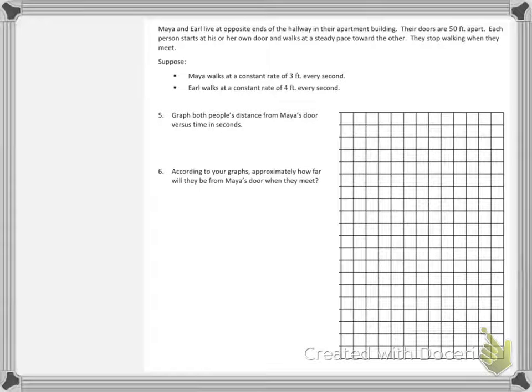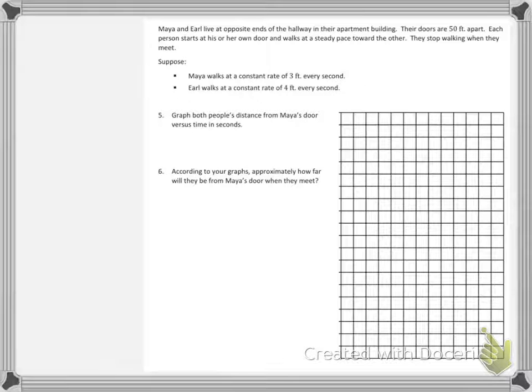Number 5 and 6. Maya and Earl live at opposite ends of the hallway in their apartment building. Their doors are 50 feet apart. Each person starts at his or her own door and walks at a steady pace toward the other. They stop walking when they meet. Okay, that's important. Maya walks at a constant rate of 3 feet every second. And Earl walks at a constant rate of 4 feet every second. Graph both people's distance from Maya's door.